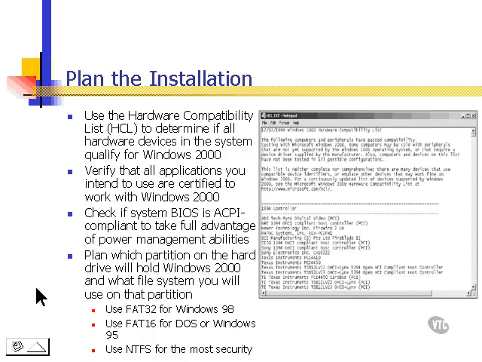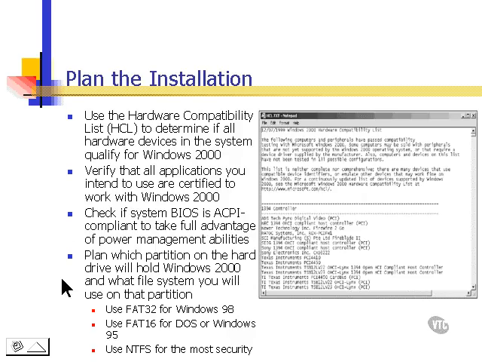To prepare for a brand new installation of Windows 2000, we should first check the hardware compatibility list to determine whether all the hardware devices in the system qualify for Windows 2000. We should verify that all the applications that we intend to use are certified to work with Windows 2000, and check if the system BIOS is ACPI compliant so that we can take full advantage of the power management capabilities.